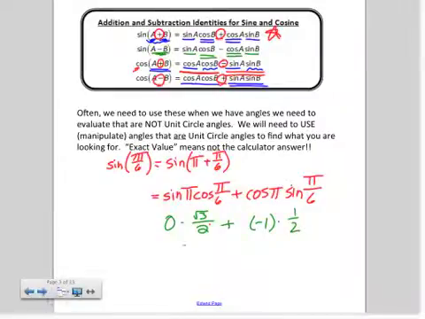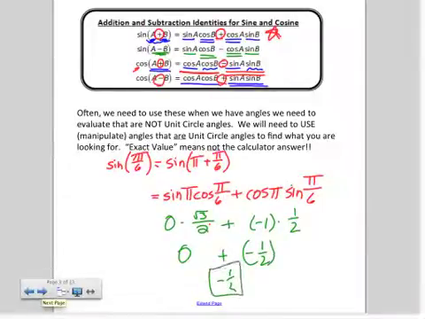So let's look at what happens here. Now you can reduce that to 0, and this is -1/2. So our final answer is -1/2. Now again, we knew that without doing this work, but we're going to work with some more complicated problems where this technique would be used.